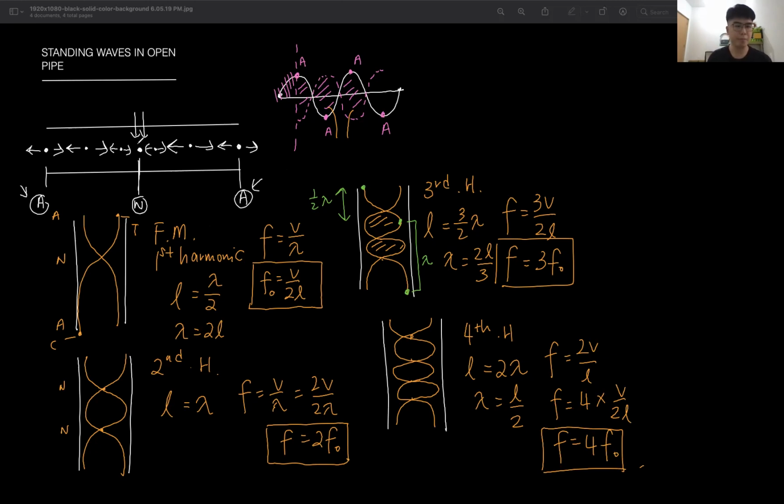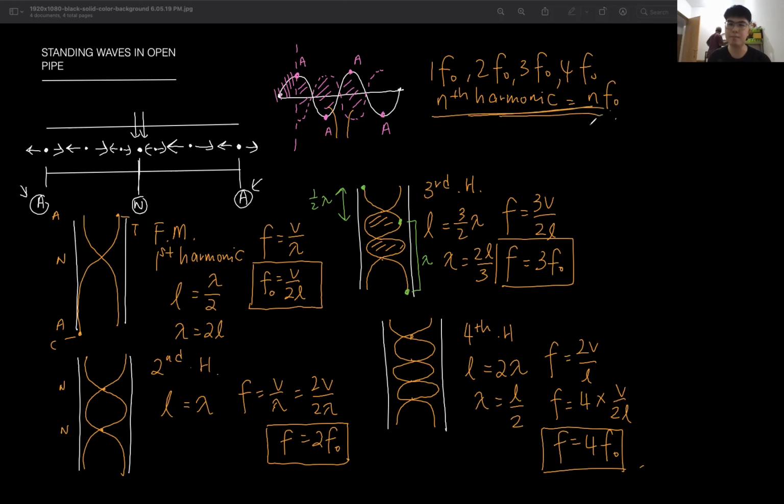In the open pipe, what I'm hearing here is all the harmonics, the integral multiples: 1 f-naught, 2 f-naught, 3 f-naught, 4 f-naught. All of these I'm hearing. The even numbers and the odd numbers I'm also hearing. What is the pattern for the Nth harmonic? For the Nth harmonic, let's say I want to find the 30th harmonic, then I just put N f-naught. This is the same as the strings, the guitar strings.